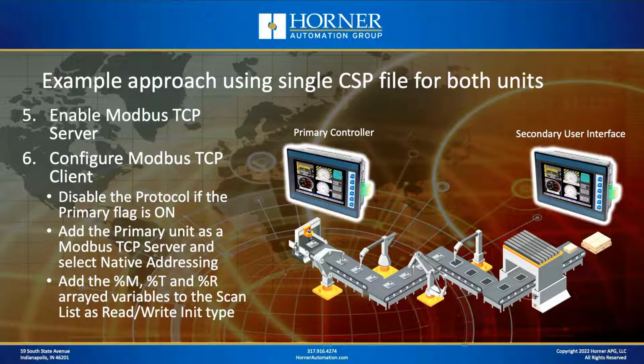Next, we're going to go ahead in our device configuration for Modbus TCP client, add our primary unit in, and set it for native addressing, just like we did in our first example. And then in our scan list, we're going to use those arrayed variables we created for M's, T's, and R's. We're going to use those in our scan list for reading and writing data.